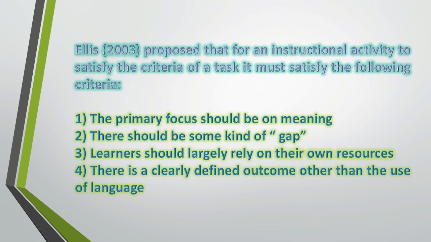Ellis proposed that for an instructional activity to satisfy the criteria of a task, it must satisfy the following criteria. Number 1, the primary focus should be on meaning. 2, there should be some kind of gap. 3, learners should largely rely on their own resources. 4, there is a clearly defined outcome other than the use of language.